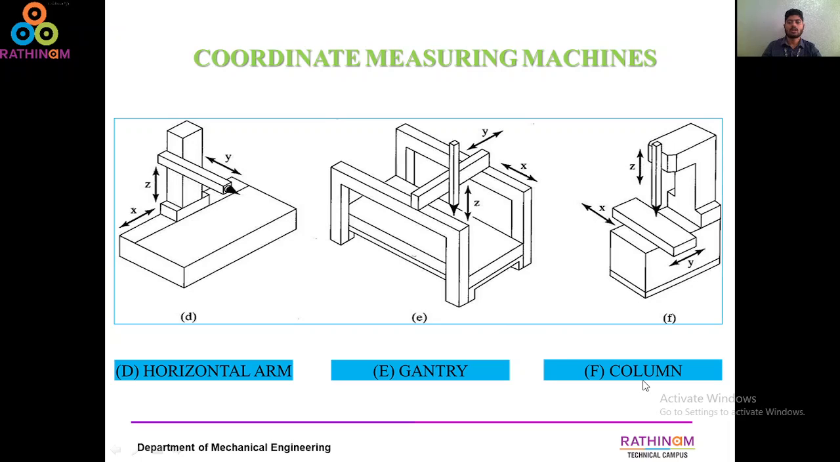Next let me see the column type. Here it looks like a column milling machine. We can see the milling machine, so that setup is also carried here. There is a horizontal table available. These tables have two movements, in the y direction as well as the x direction, but the probe has the z direction. So the table has x direction and y direction.